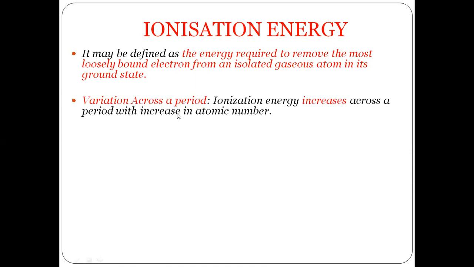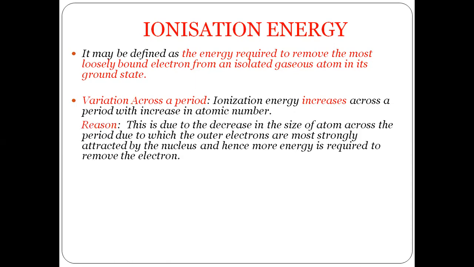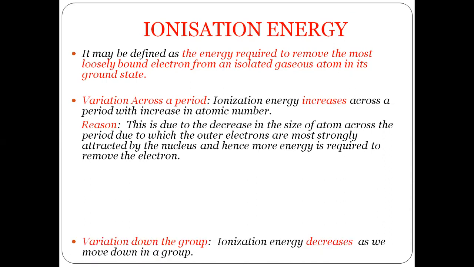Variation across a period: it will increase. Now, why will it increase? Just now we have learned, what happens to atomic radius? Atomic radius decreases. So when atomic radius decreases, the nucleus and the outer electron will be very close. It will be held very tightly. When it is held very tightly, obviously, it will be very difficult to take out the electron. So you have to expend more energy to take it out, and that energy is nothing but ionization energy. So as you move from left to right, ionization energy goes on increasing. Okay, so that is what is mentioned in the reason.